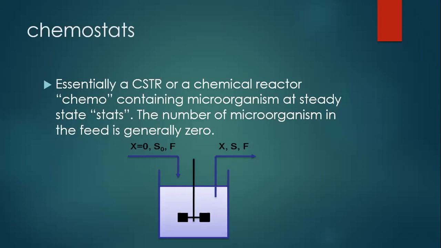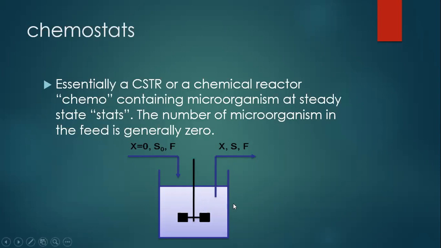Okay, so what are chemostats? Chemostats are essentially a CSTR or a chemical reactor, chemo, containing microorganism at steady state, stats, no? So yun yung origin ng word na chemostats, no? A steady state. Tapos yung chemo is a chemical reactor. So the number of microorganism in the feed is generally 0.